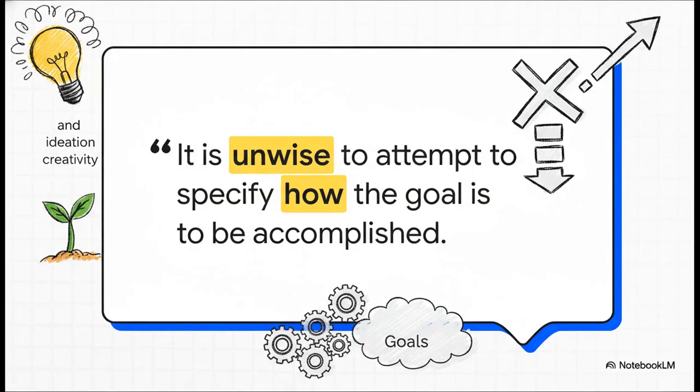And here it is, straight from Dr. Ampadu himself. It is unwise to attempt to specify how the goal is to be accomplished. And why is that? Well, because figuring out the how is the whole point of the next phase, the creative brainstorming part. If you jump the gun and define the how too early, you kill innovation before it even has a chance to breathe.